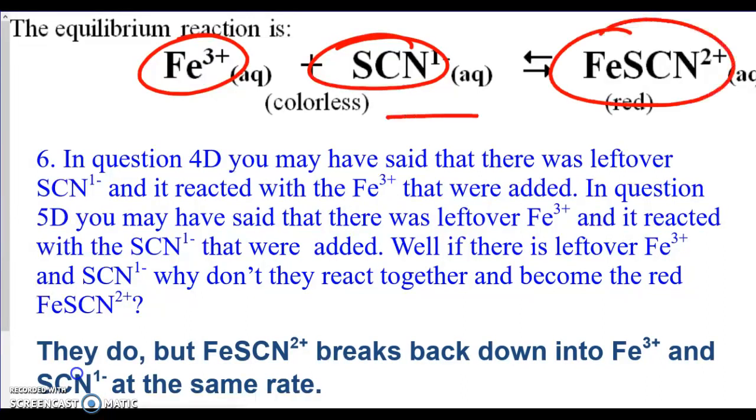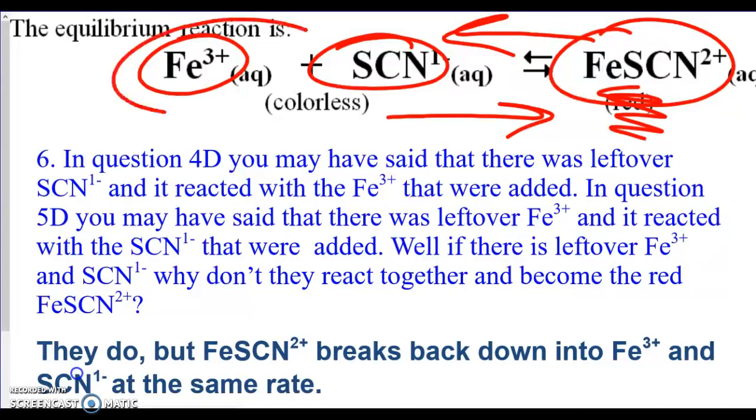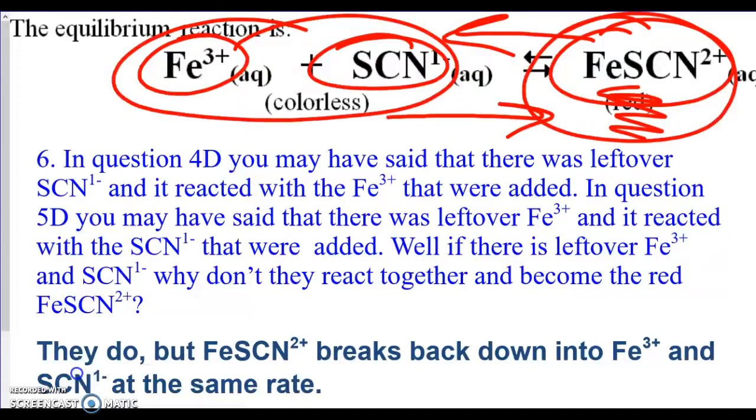But every time this reaction happens this way, we have some of this that breaks down back into the ions. So every time these two combine, one of these breaks apart. That's what's called equilibrium.